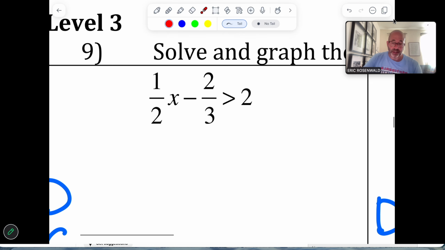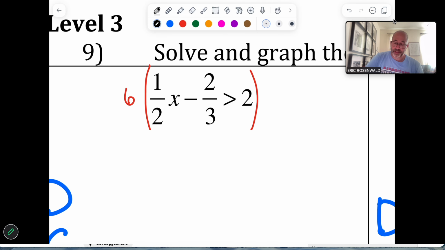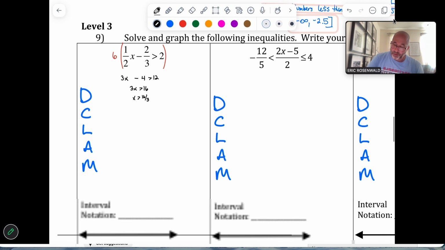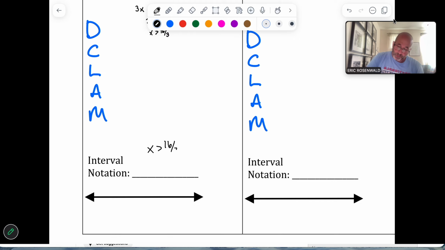We're going to use some of our strategies that we've worked on, right? Let's get rid of these fractions here. I can multiply everything over here by 6 because that's the LCM for 2 and 3. So 6 times 1 divided by 2 is just equal to 3x. 6 times 2 is 12, divided by 3 is 4, and that's going to be greater than 12. 3x is going to be greater than 16. That means that x is greater than 16 over 3. And if we were to write out the interval notation for this, it's going to be x is greater than 16 over 3. So we're going to say 16 over 3 is where we're going to start. We're going to go to infinity because it's greater.